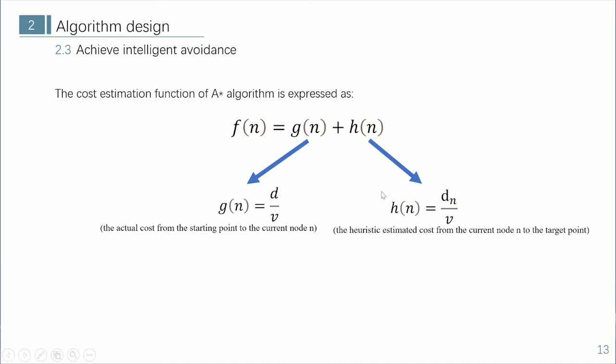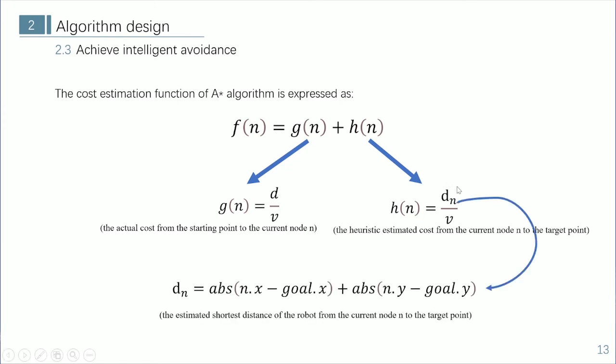Variable hn represents the heuristic estimated cost from the current node n to the target point. Variable dn is the estimated shortest distance of the robot from the current node n to the target point, which is usually represented by Euclidean distance, Chebyshev distance, and Manhattan distance. Here, the Manhattan distance is used.